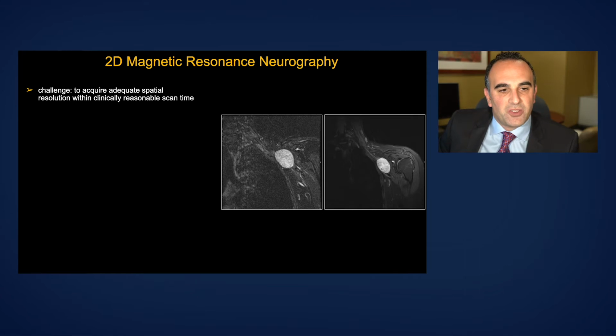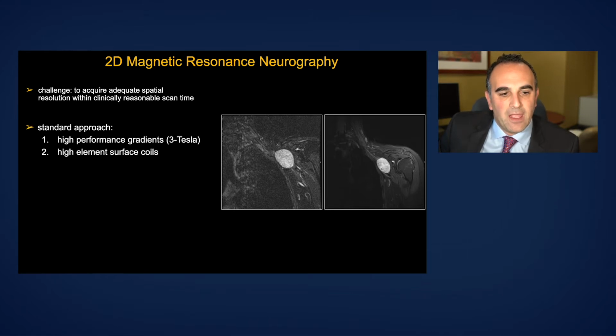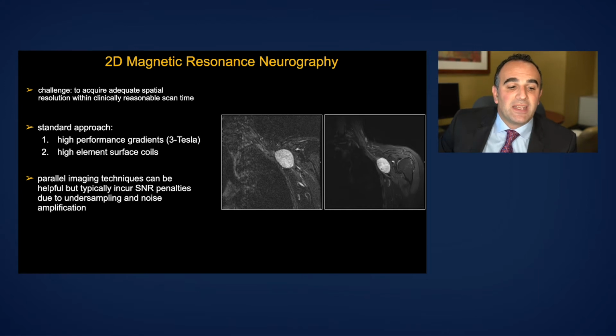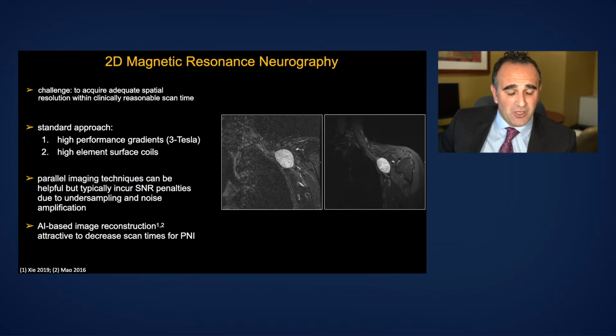However, the challenge with traditional two-dimensional MR neurography techniques is to acquire adequate spatial resolution within a clinically reasonable scan time. Our standard approach involves use of high-performance gradients at 3T and high-element surface coils. Parallel imaging techniques can be helpful, but typically incur SNR penalties due to undersampling and noise amplification. An AI-based image reconstruction is therefore attractive to decrease scan times in peripheral nerve imaging.